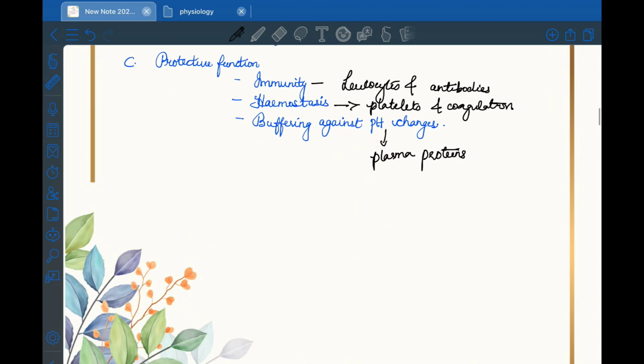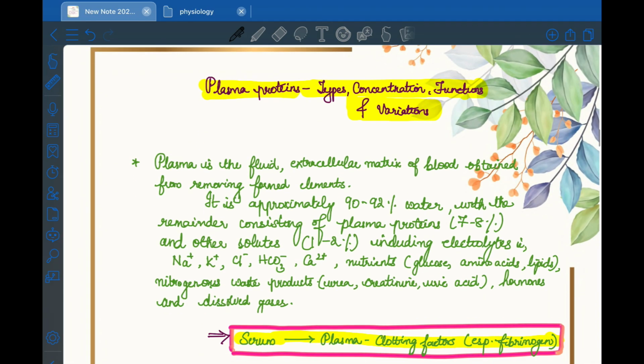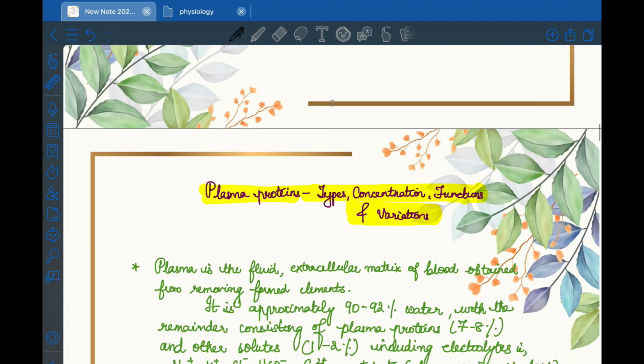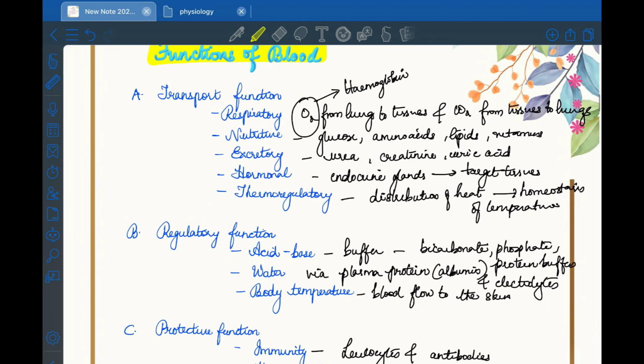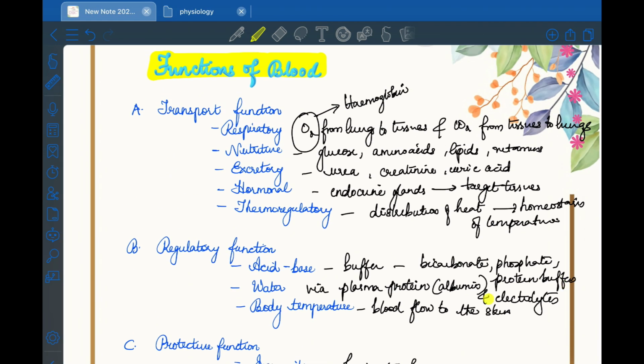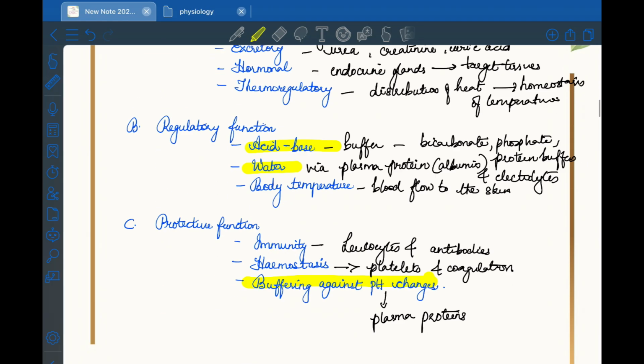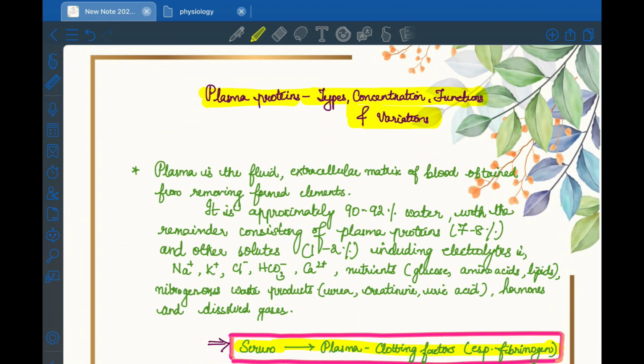Now let's have a discussion over the plasma proteins. So earlier in this session, we already saw that the plasma protein has got a role in buffering against the pH changes. And also here we came across protein buffers. That is, it has a regulatory function, especially on regulating the water and acid-base balance. So, what are plasma proteins? What are its types? The concentration and functions, as well as variations.